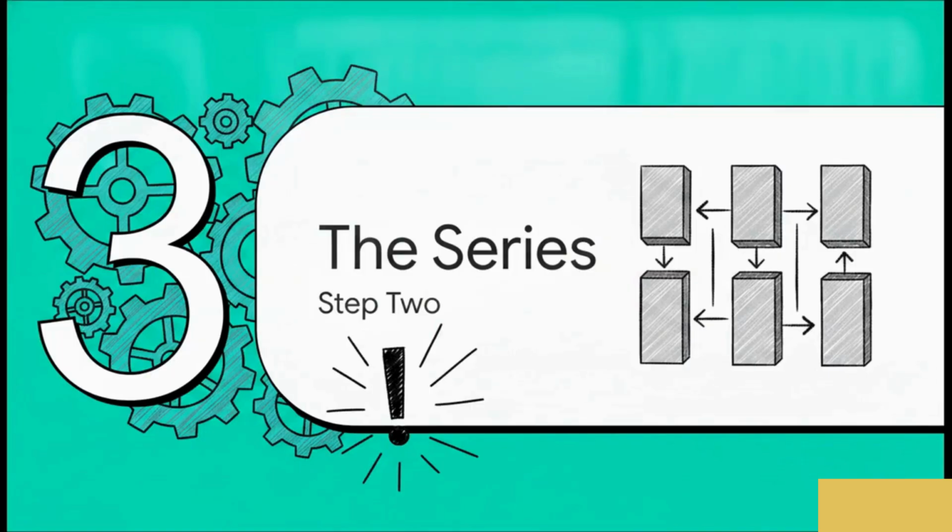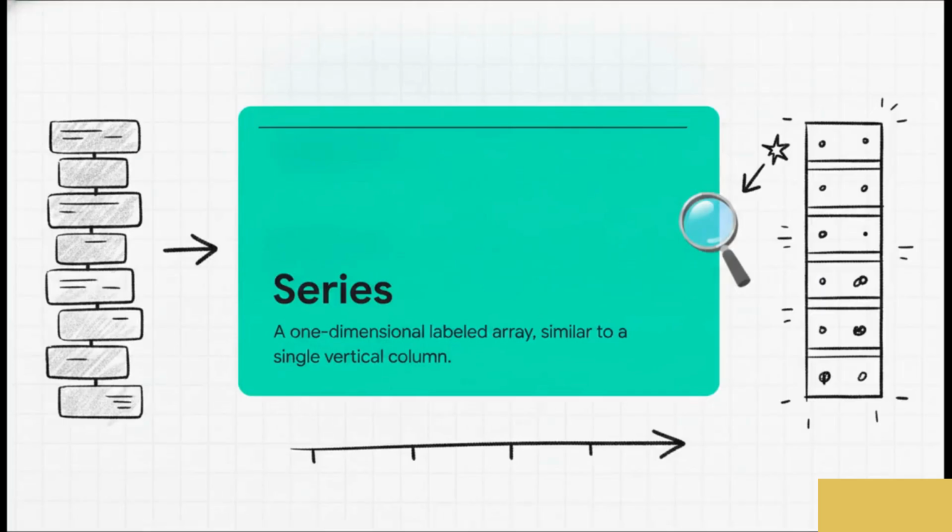All right, section 3, step 2, the series. We're going to start with the series. By definition, a series is a one-dimensional labeled array. If you're trying to visualize this, just think of it like a single vertical column. This is us forging the initial foundational bricks of our data structure. It holds your data sequentially, but it has one very special feature that totally sets it apart from a normal list.